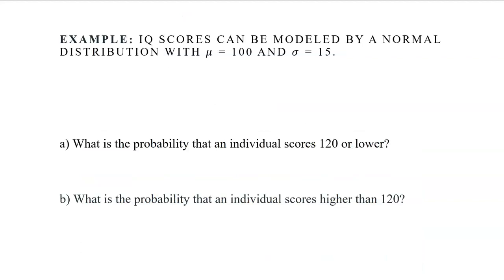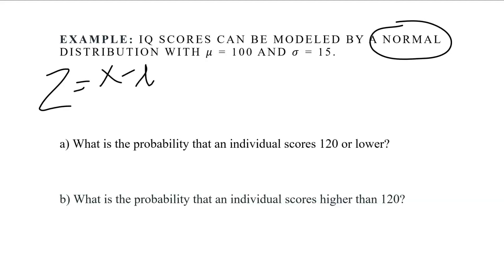So now let's look at an example. IQ scores can be modeled by a normal distribution with mean equal to 100 and standard deviation equal to 15. And we want to know two things. First, what is the probability that an individual scores 100 or lower? And then what is the probability that an individual scores higher than 120? So what we want to do is standardize this variable because it is normally distributed. We can standardize it by using that formula: z is equal to x minus mean over sigma.